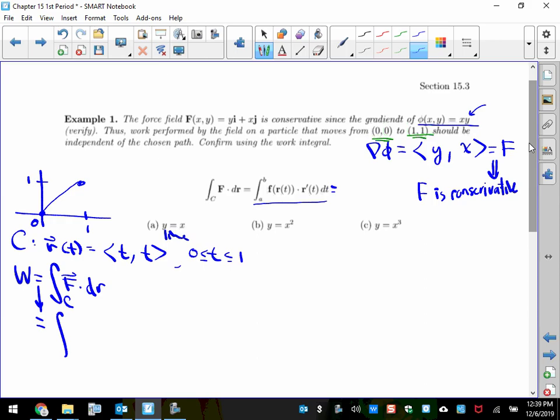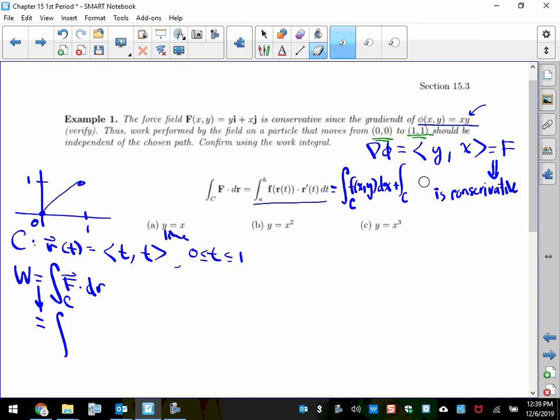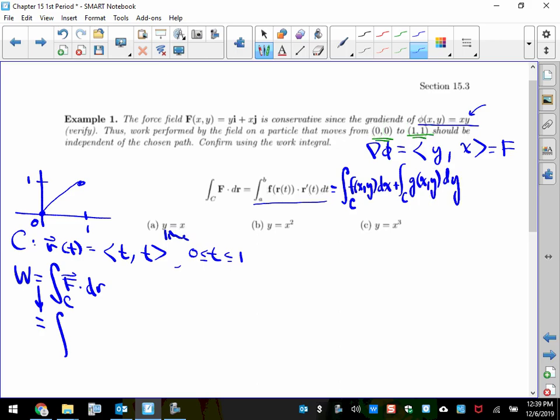We're going to have to break this up into the two parts. So this is going to be the integral over c of f of x, y, the x-coordinate function, dx, and then we want the y-coordinate function, so plus the integral over c of the y-coordinate function, which we'll calculate here is g of x, dy. So this is from last time.